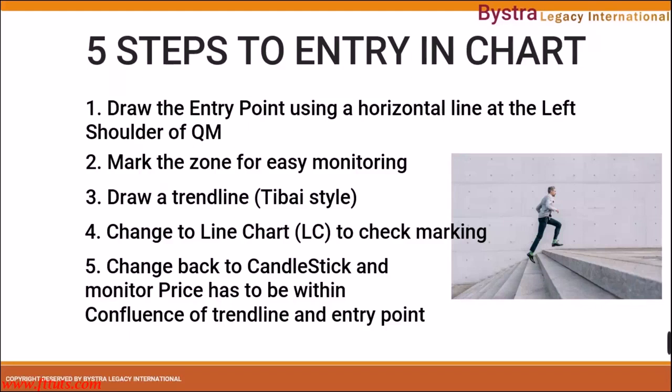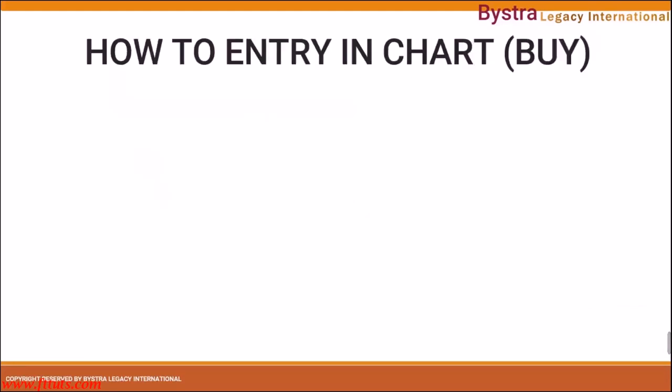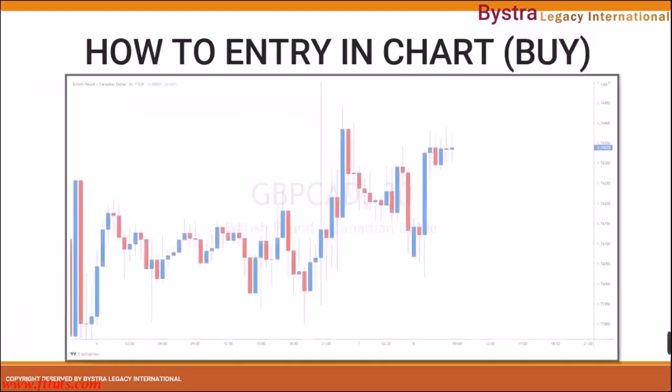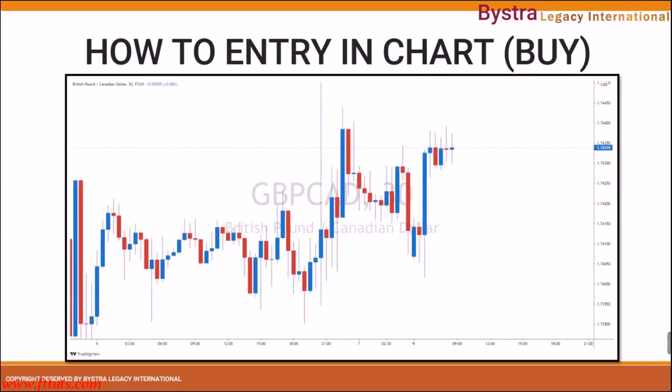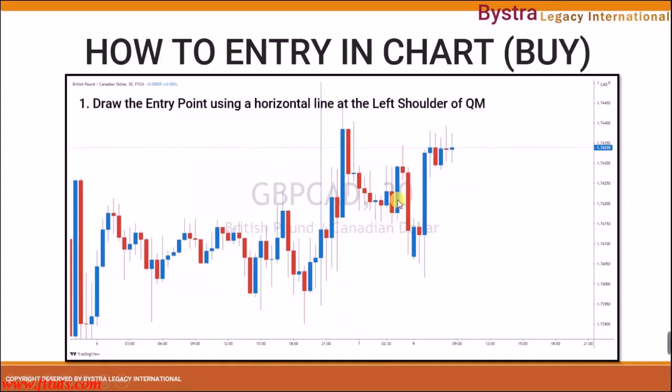Alright, so now let's look at the example in the chart. This is for a buy setup. As we can see here, there's the QM shape, with the left shoulder: low, high, lower low, higher high. So first we draw the entry point using the horizontal line, which is this. After we have drawn the horizontal line, next we need to mark the zone.